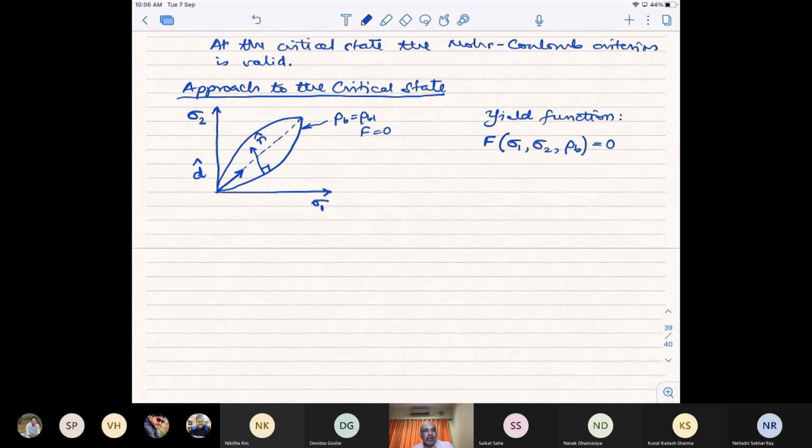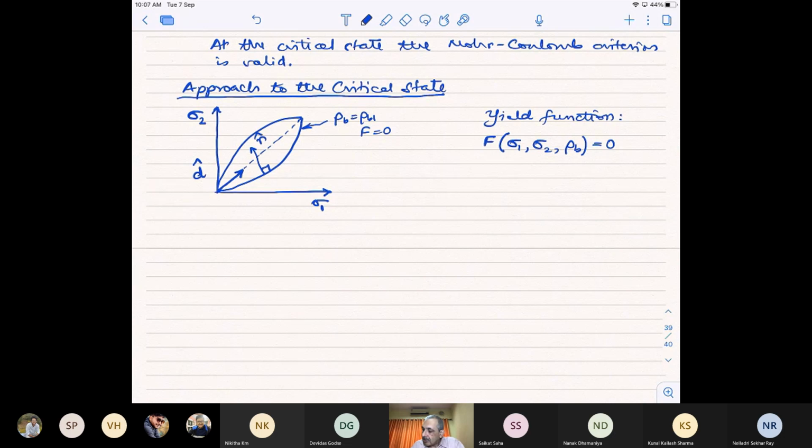So the basic idea of this critical state is that at that point, sigma 2 and sigma 1 are such that there will be no change in the density. So del rho by del t will be 0. Okay. So first let's start with this.